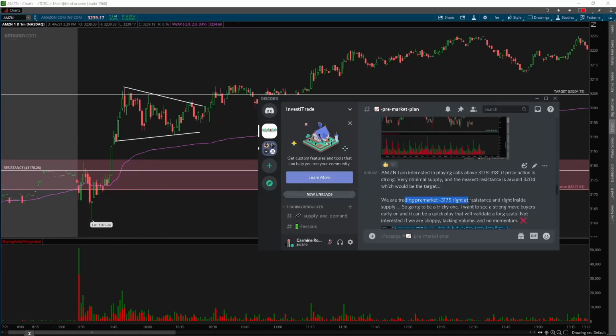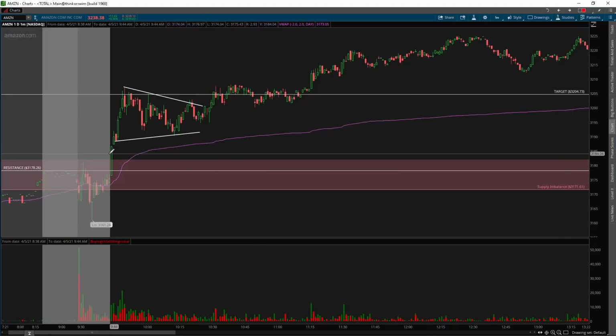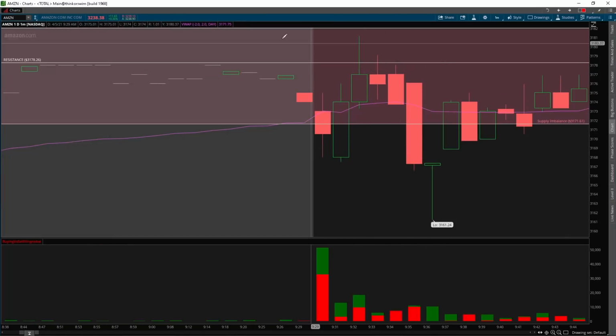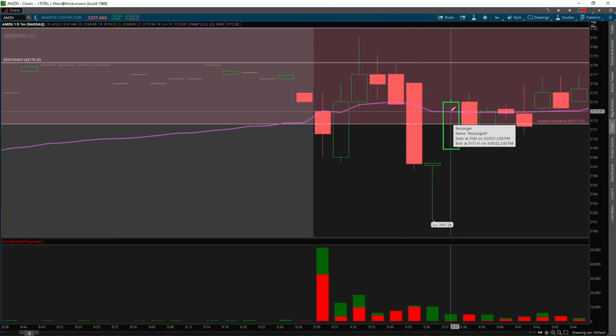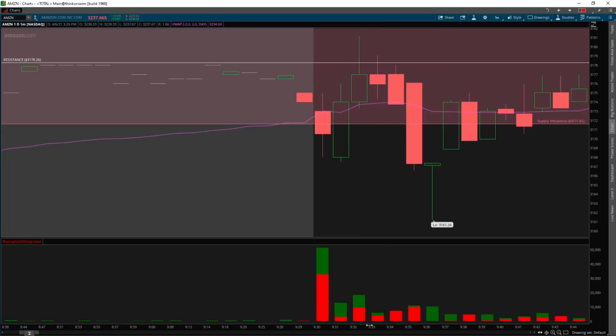We were at the 3175 in pre-market and right inside of supply. So I wanted to see a strong move from buyers early on, unless it was going to be a tricky trade. So the market did open up and sellers really did not get rewarded inside of supply. We were just holding value inside, kind of creating more fair value.